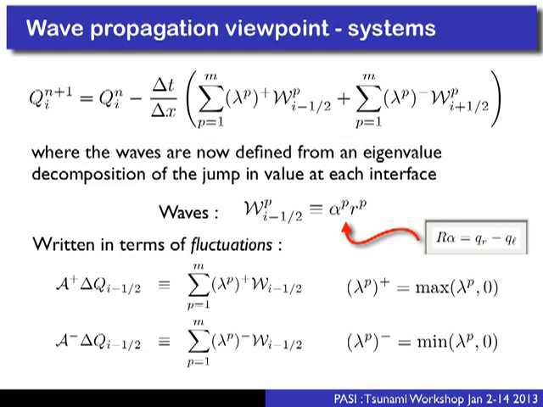And remember, we got these by solving a linear system. We looked at our jump and our left and right states. We came up with a linear combination of eigenvectors that gave us that jump, and then simply identified each term in this linear combination as a wave. And the fluctuations now are the right-going waves and the left-going waves, modified by these speeds. And again, the plus and the minus have the same meaning as they did in the scalar case.